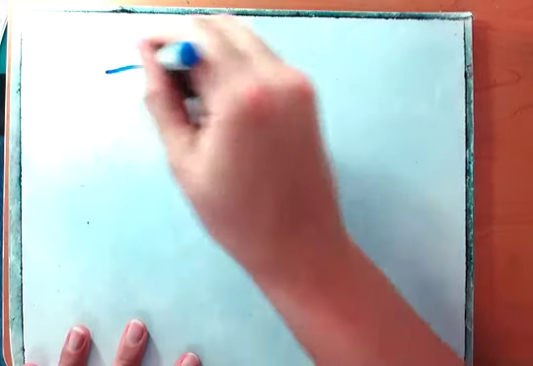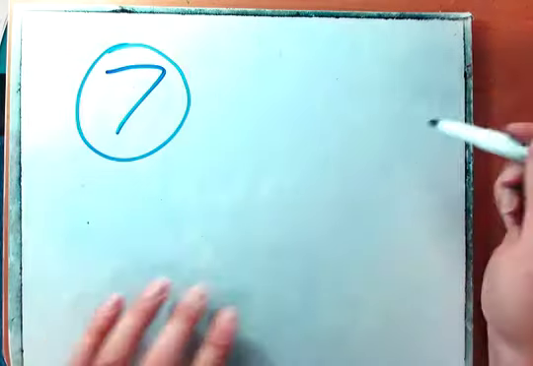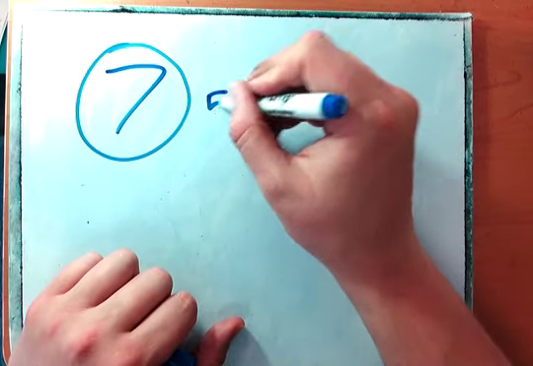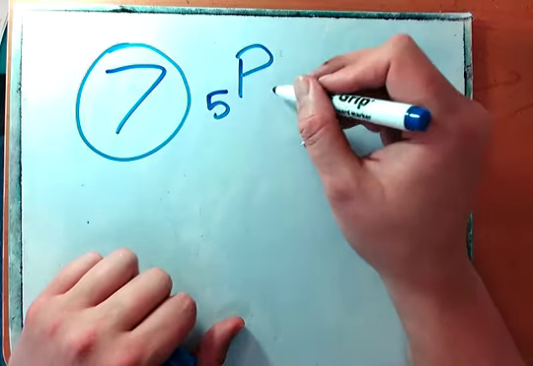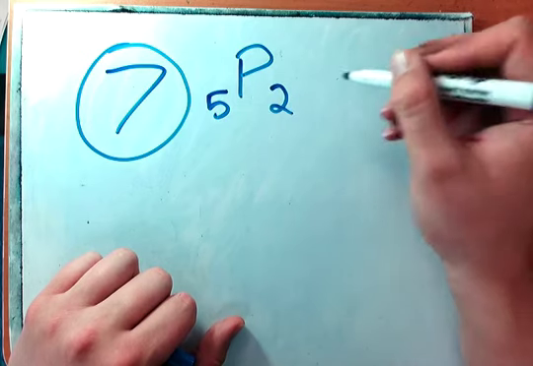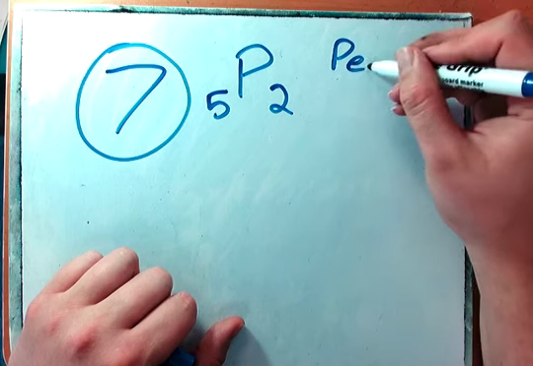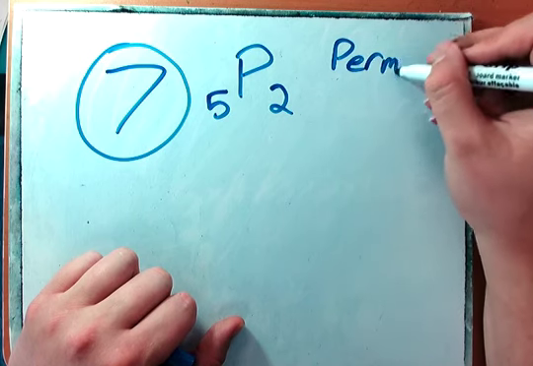Question 7. Now, question 7, you're going to see it and you're going to be like, what the heck are you talking about, Mike? 5p2. Well, what this means is a permutation.